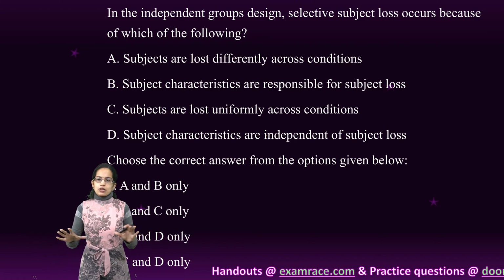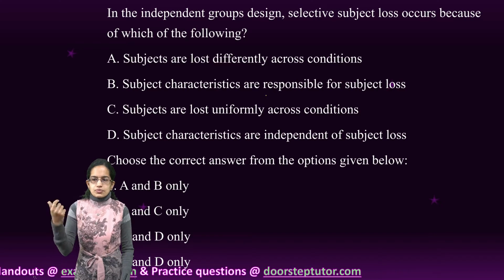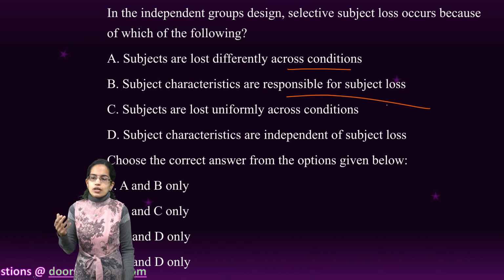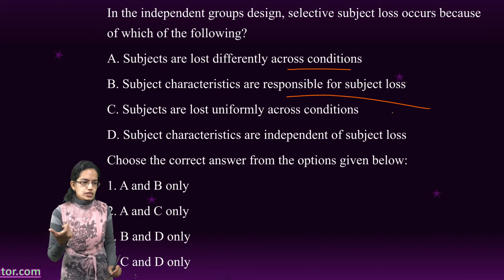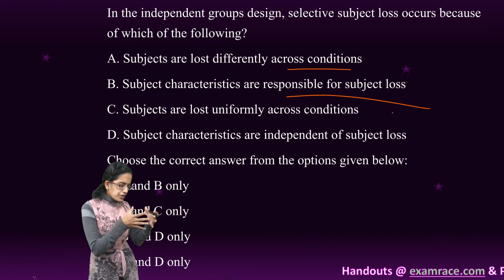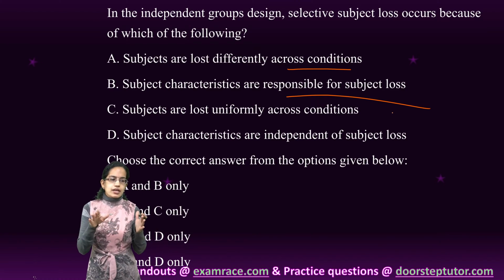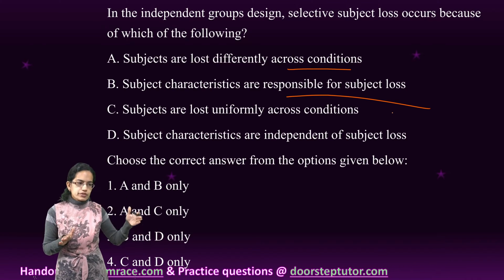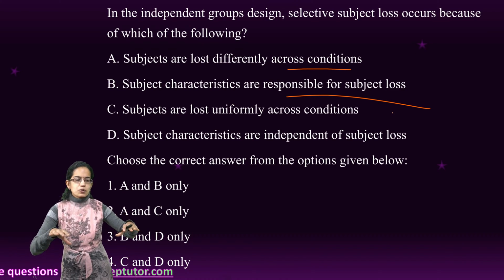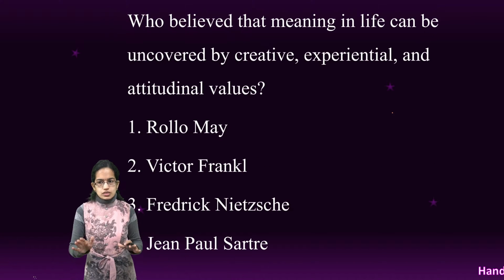In an independent group design, selective subject loss occurs because the subjects are lost differently across conditions, and their characteristics are responsible for the subject loss. That means in an independent group design, we have one independent variable which can be manipulated and must have two levels of manipulation. One is the control group, the other is the treatment group, and there could be a selective subject loss or a mechanical subject loss based on the same information.